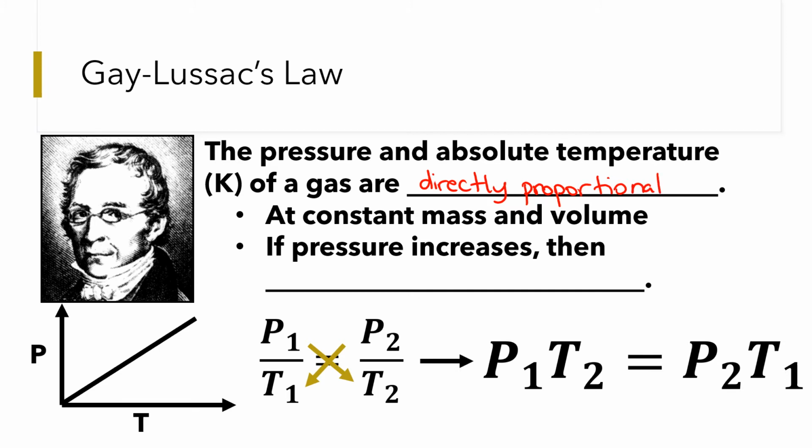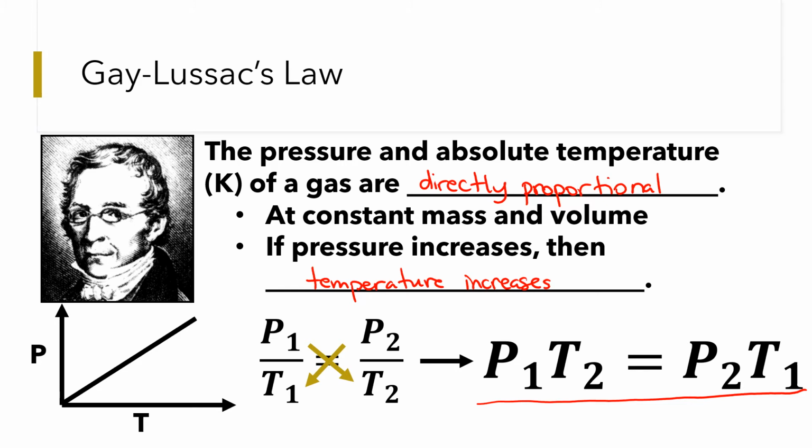And this only occurs at constant mass and volume. If pressure increases, then I know that temperature increases. I have my equation, y'all, as P1 divided by T1, and that should equal P2 divided by T2. But since I don't like fractions, I'm going to be cross-multiplying it and making it into a nice, neat line. All multiplication here, P1 T2 equals P2 T1.